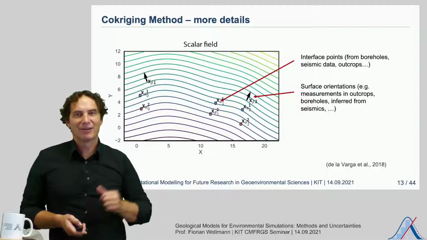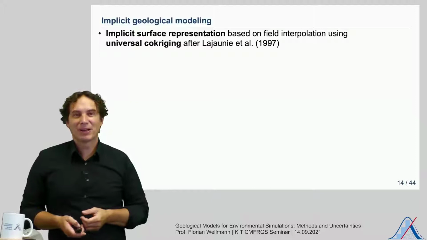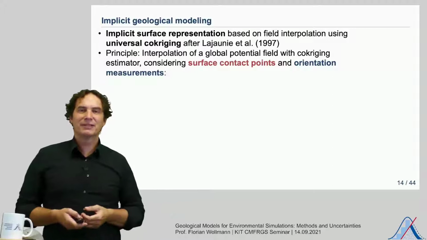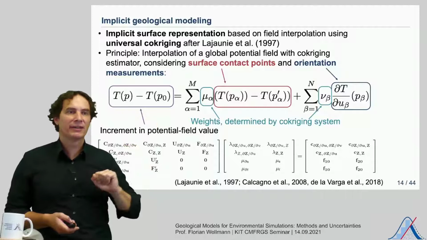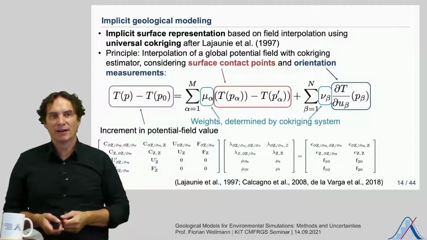So how does it work? The idea is actually already fairly old. It's a method developed by Christian Lajaunie already in 97 from the Fontainebleau Geostat School, the famous school. The principle is that we interpolate a global potential field, as it's sometimes called, with this co-kriging estimator. This is the equation that we are using to interpolate, without going into details here. The point is that we have interface points and orientation values, and we need to find these weighting terms. How do we find them? In this case, using the co-kriging system with a universal trend.